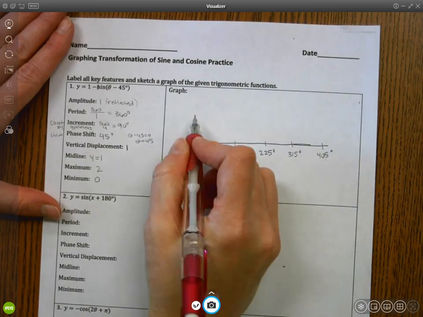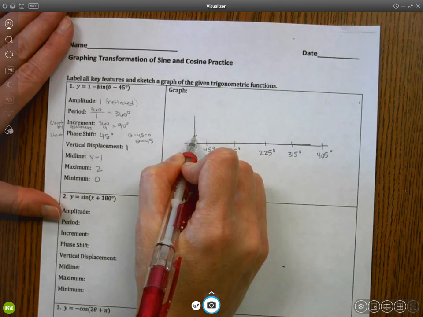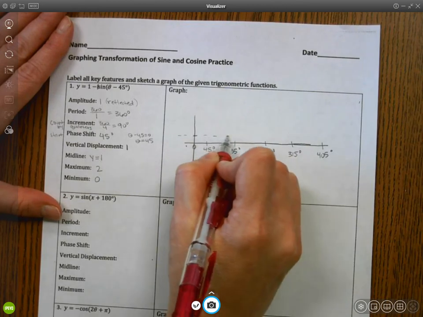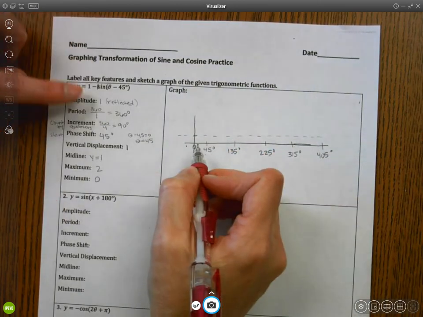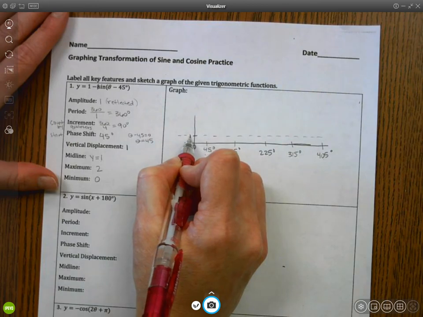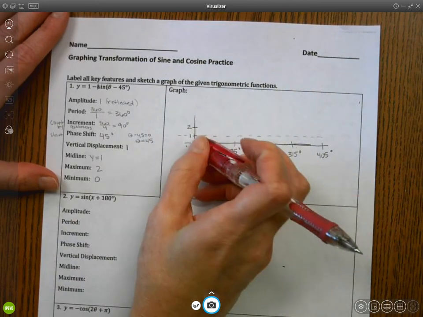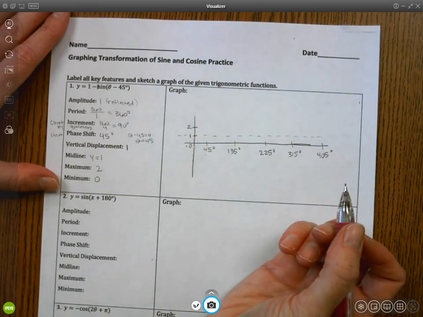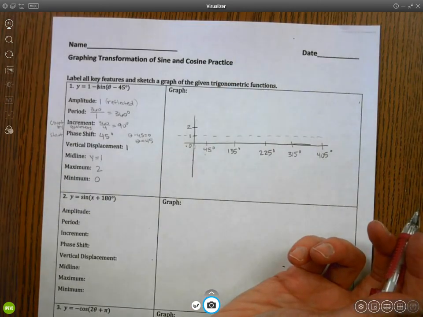To label your y-axis, you have your midline, which is like the middle. That's like where your x-axis kind of shifts to. And then your amplitude is 1. So from that midline, you go up 1 and you go down 1. Now you have your high-low points.